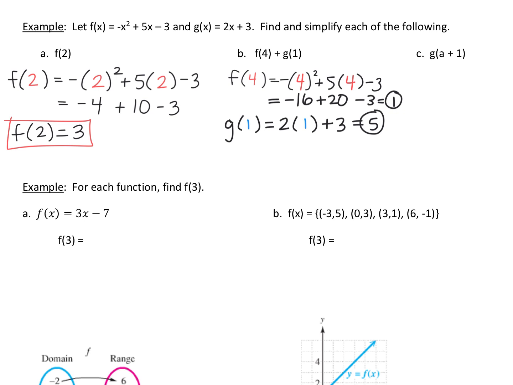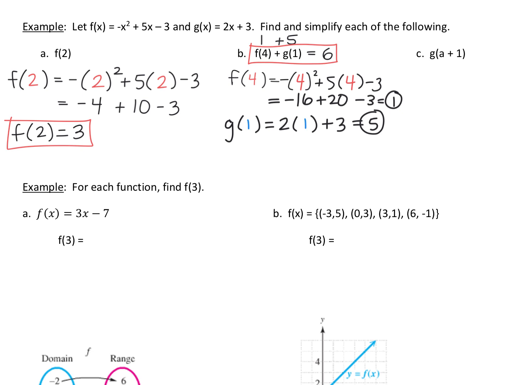Okay, so you should get f of 4 to be 1 and g of 1 to be 5. So that means that you're doing 1 plus 5. So f of 4 plus g of 1 is 6. Huzzah. Okay, and you can write that up here. I don't feel like rewriting it all, but yeah, it's right there.